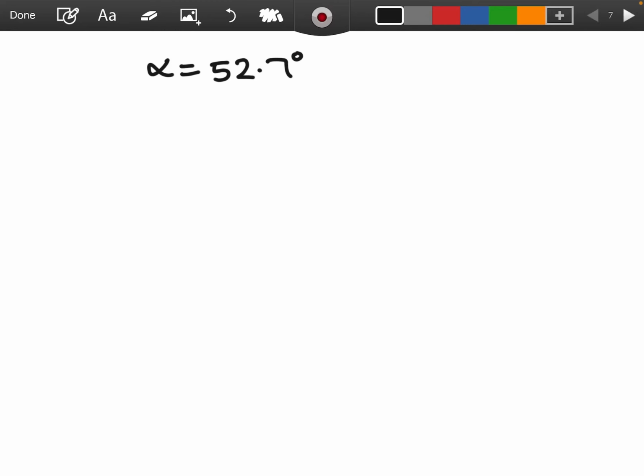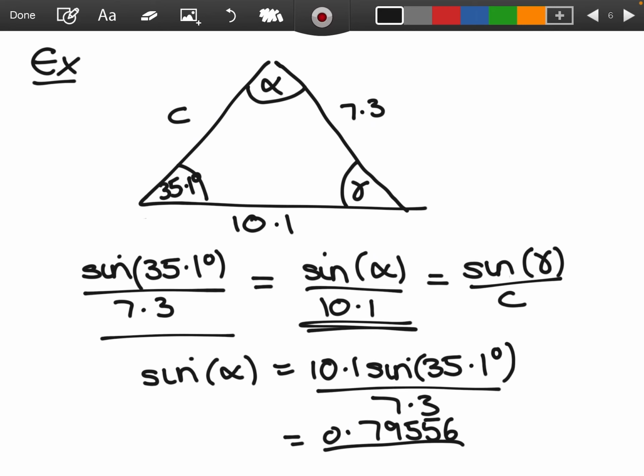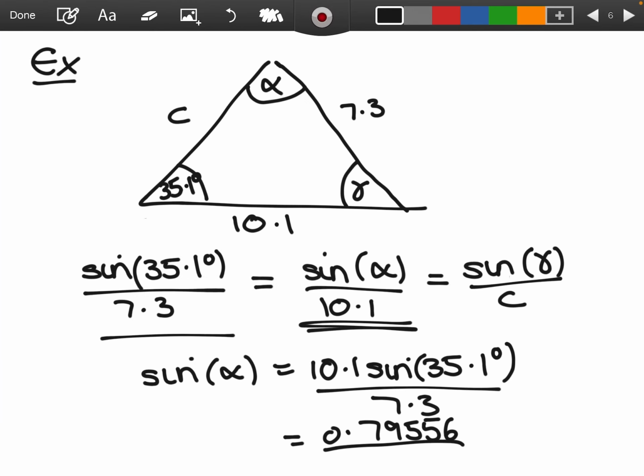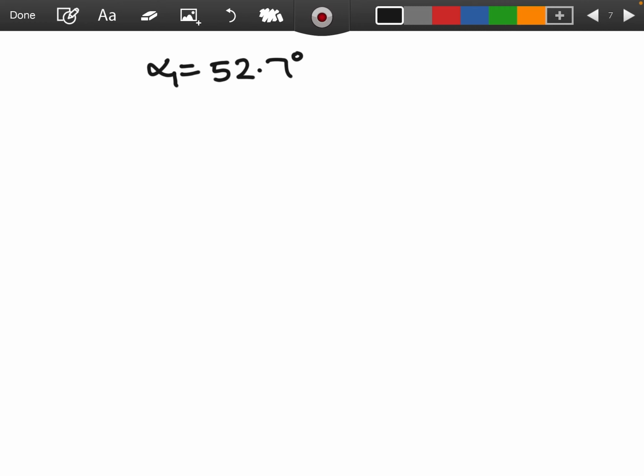That's fine, and we know that that will definitely fit inside our triangle, and then we could go ahead and find gamma, and once we found gamma we can find C. But it turns out I'm going to call this alpha 1 because the other possible angle that has this same sine value of 0.79556 is going to be that one that if we do 180 minus the angle that we have found here is going to be another possible angle. So if I do 180 minus 52.7, I get 127.3 degrees.